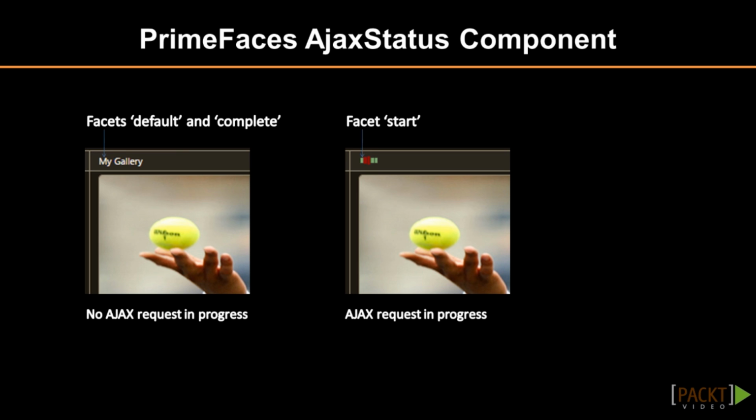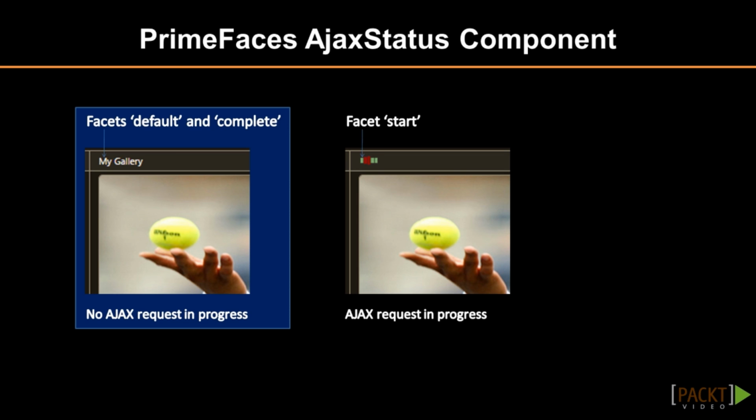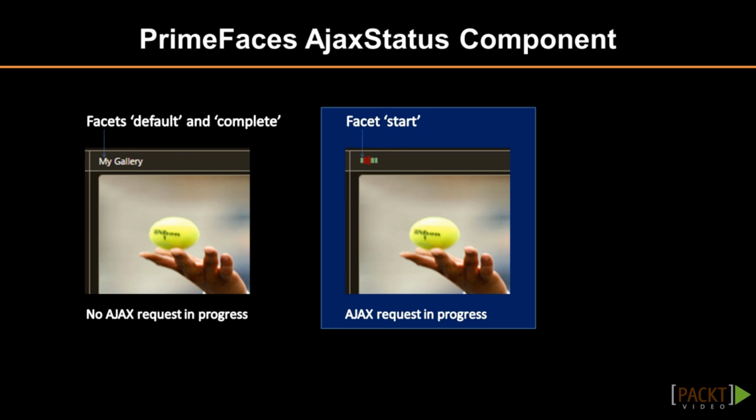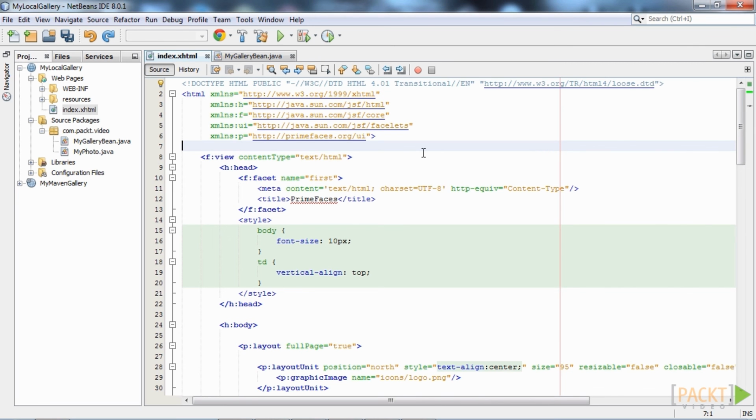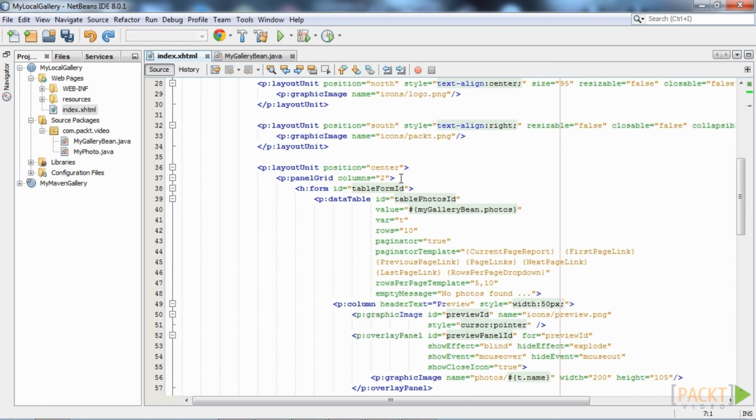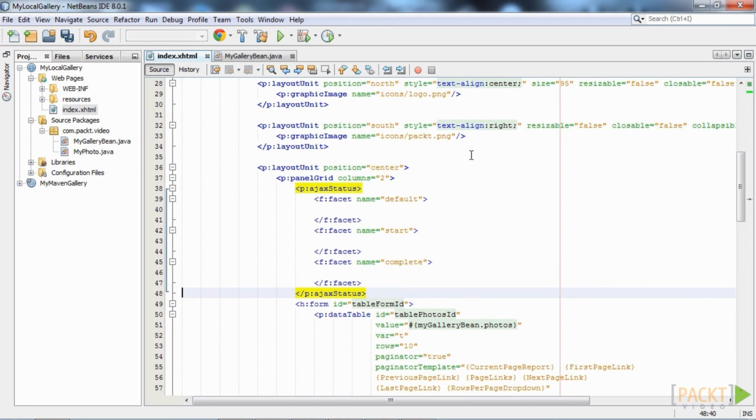Actually, it will act as the header text for the Galleria component. When no AJAX request is in progress, the user will see the My Gallery text, and when an AJAX request is in progress, the user will see the AJAX loading indicator. So let's edit the index page and add the AJAX status component.